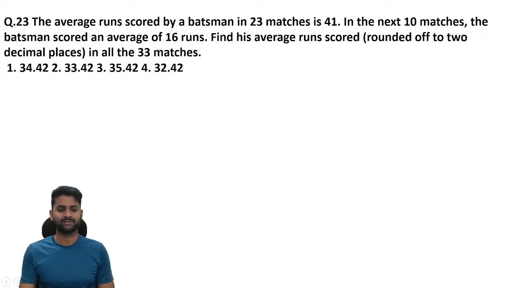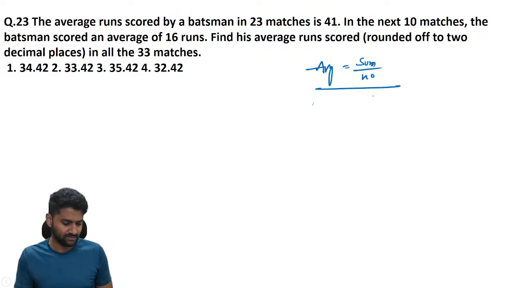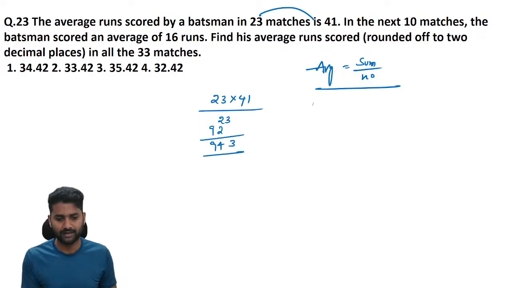So the average runs scored by, they're talking about the average concept. Average is equal to sum of observations divided by number of observations. And the average runs scored by a batsman in 23 matches is 41. See, if we go through the simplification here: 23 into 41, 3 into 1 is 3, 4 into 2 is 8, 9. 3, 4, 9, 943.